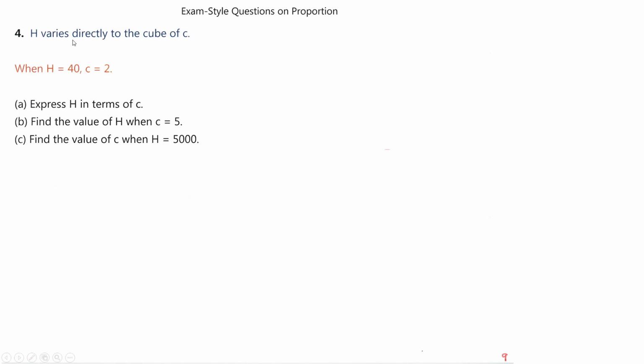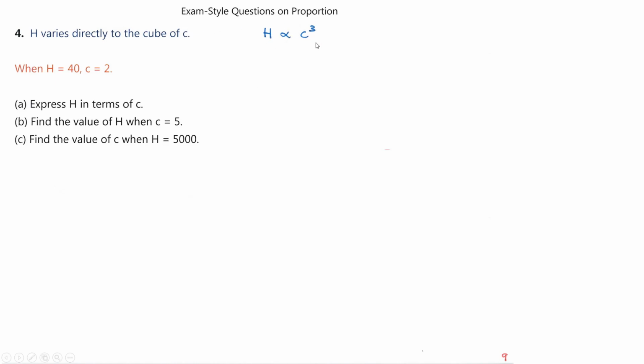Question 4. H varies directly to the cube of C. Cube means C cubed. So, once again, here's the relationship. Here's when we know what H and C are at the same time, so we're going to work out what the K number is, and then there's some things to work out. So, first of all, H is proportional, or varies directly, to C cubed.